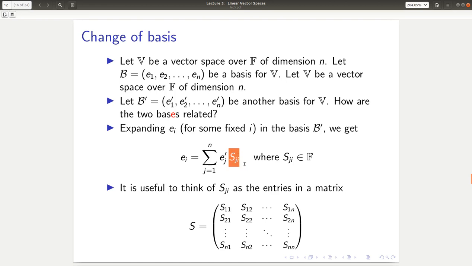So what we have is n squared numbers sitting out here. And it's useful to think of these S_ji as entries of a matrix. Okay, so the first index, remember, is always the row index, and the second one is the column index. So here is this matrix S with entries S11, S12, S1n, so on and so forth, up to Snn. So this matrix S captures how to go: if you give me something in the e_i basis, I can write it in the e_i prime basis.